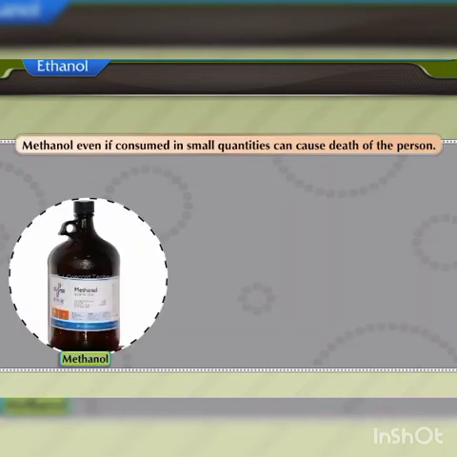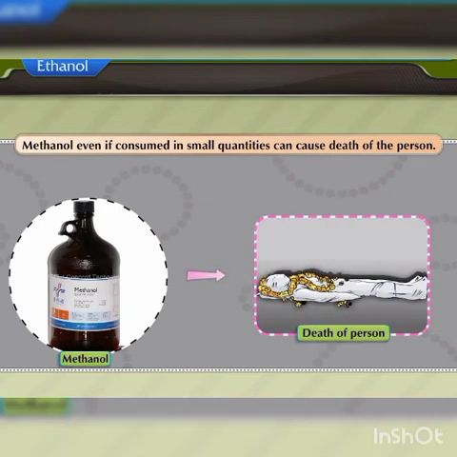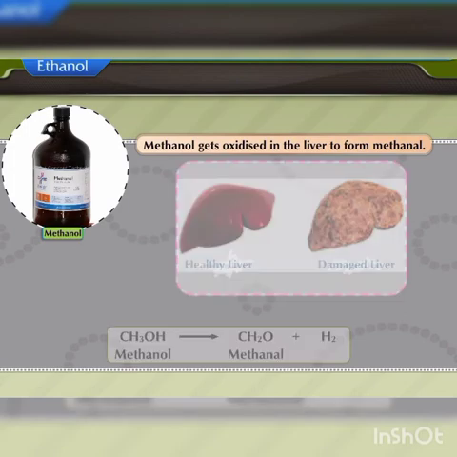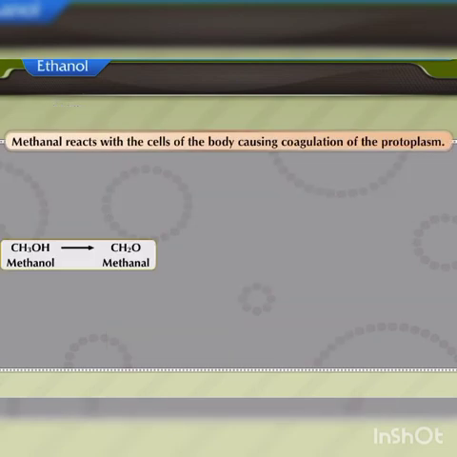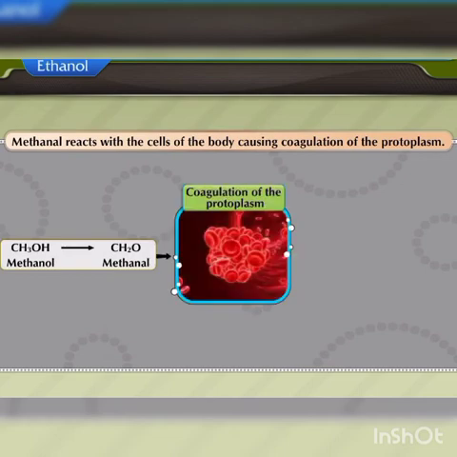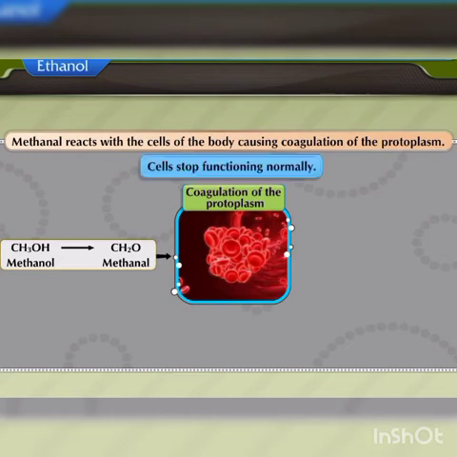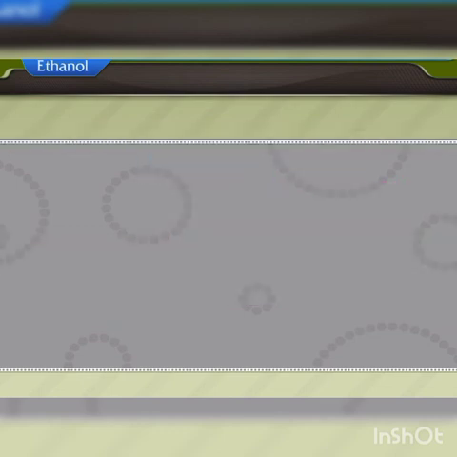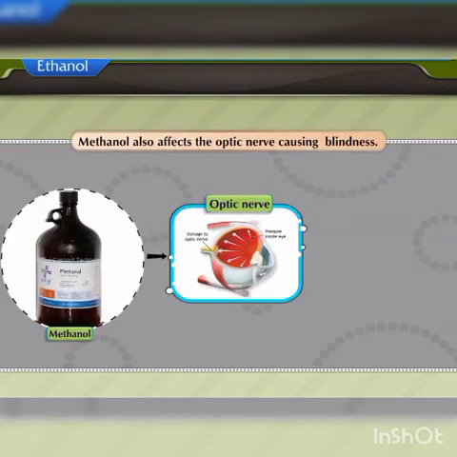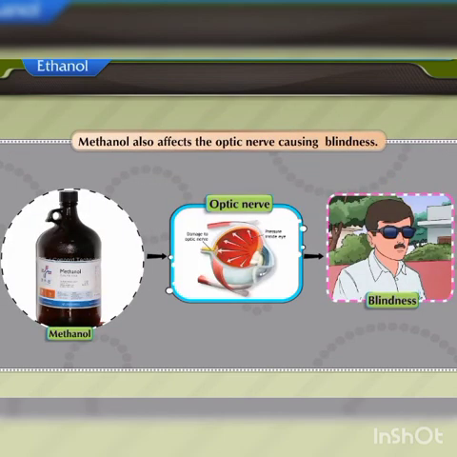Methanol, even if consumed in small quantities, can cause death of the person. Methanol gets oxidized in the liver to form methanal. Methanal reacts with the cells of the body, causing coagulation of the protoplasm. Due to this, the cells stop functioning normally, resulting in the death of the person. Methanol also affects the optic nerve, causing blindness.